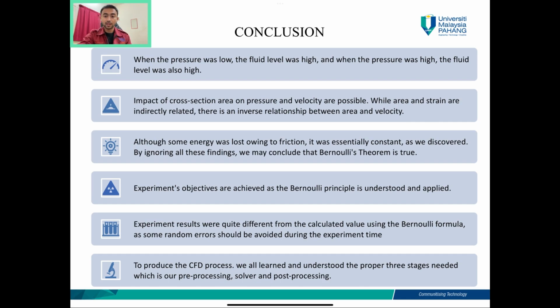Other than that, the experiment objectives are achieved as the Bernoulli principle is understood and applied. We also got to know that the speed of water is inversely proportional to the area of each segment. Other than that, it was known that the experiment results were quite different from the values calculated using the Bernoulli formula, as some random errors, such as parallax error, should be avoided during the experiment.